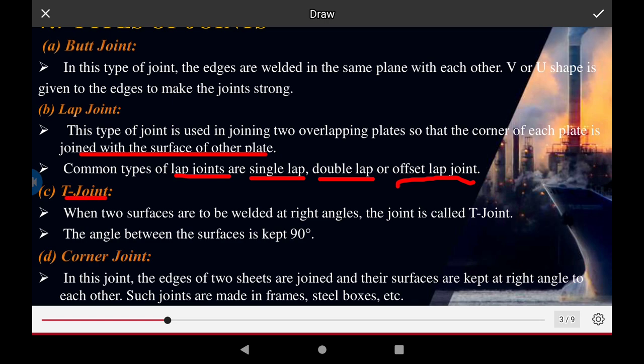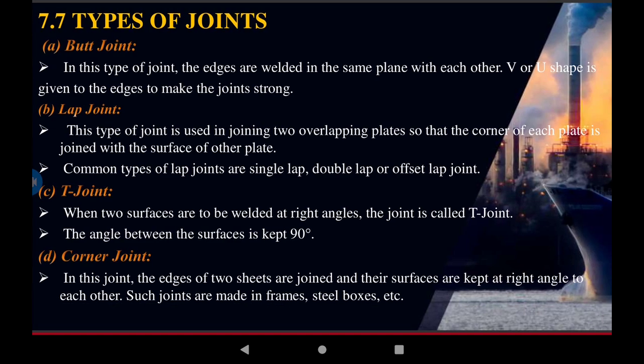T joint. When two surfaces are to be welded at a right angle, that is the T joint. One piece is one rod, and the second is another rod. This joint is called the T joint.